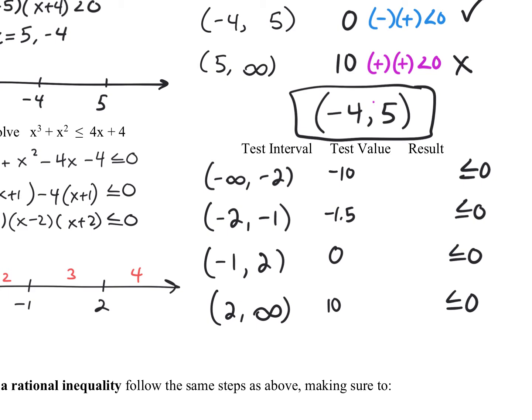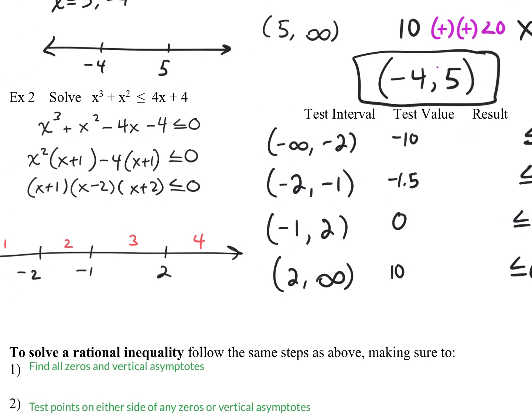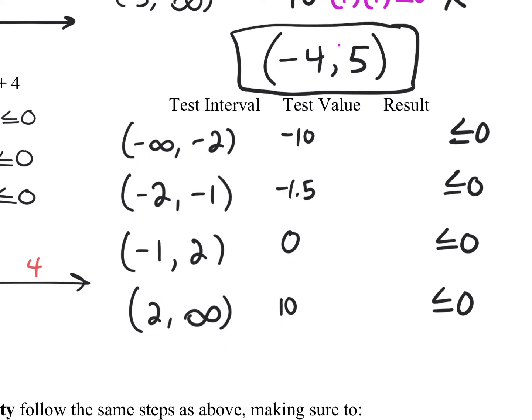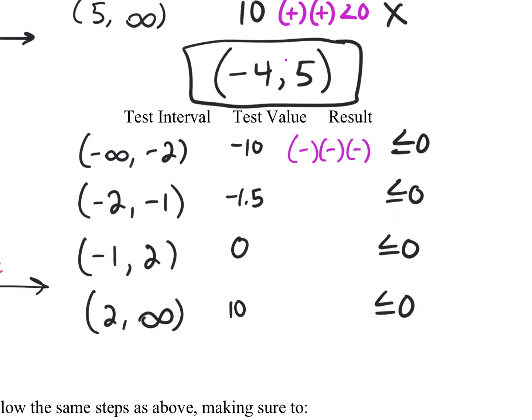So we can plug in, right, a large negative value. And I'd be left with a negative times a negative times a negative. Three negatives does in fact lead us to a true statement here. So this would be part of my solution.